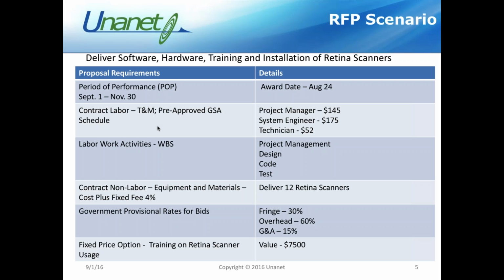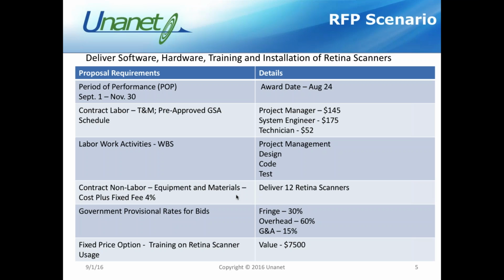In addition, I have a work breakdown structure that we've agreed upon, and it's very, very simple in my little scenario here: project management, design, code, and test. I have a secondary requirement to actually purchase 12 retina scanners, and that's going to be a cost plus contract. It'll be a non-labor contract, cost plus, with a fixed fee of 4% on top for my equipment materials, which are the purchasing of these retina scanners.